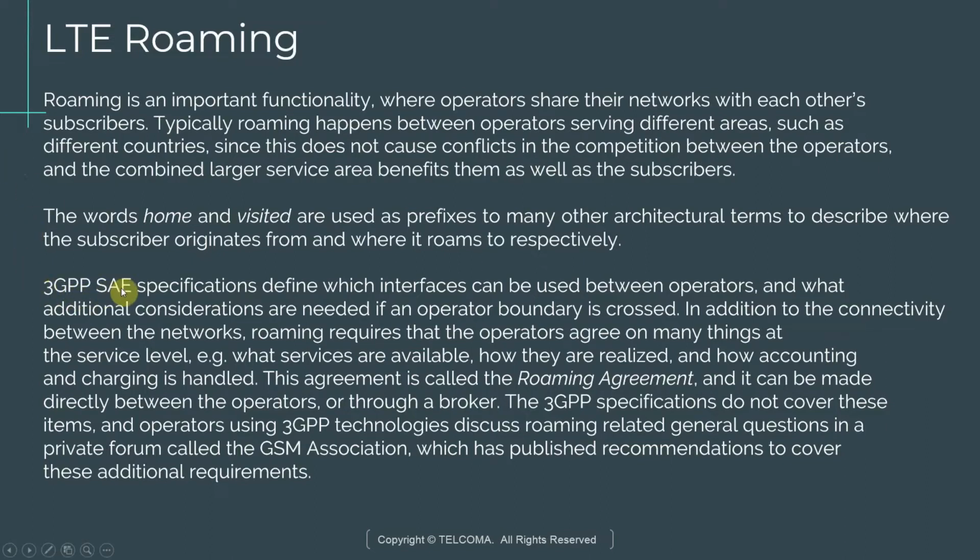3GPP and system architecture evolution specifications define which interfaces can be used between operators and what additional considerations are needed if an operator boundary is crossed. In addition to the connectivity between the networks, roaming requires that operators agree on many things at service level. For example, what services are available, how they are realized, and how accounting and charging is handled. This agreement is called the roaming agreement, and it can be made directly between the operators or through a broker, which can be an IPX, which stands for IP exchange.